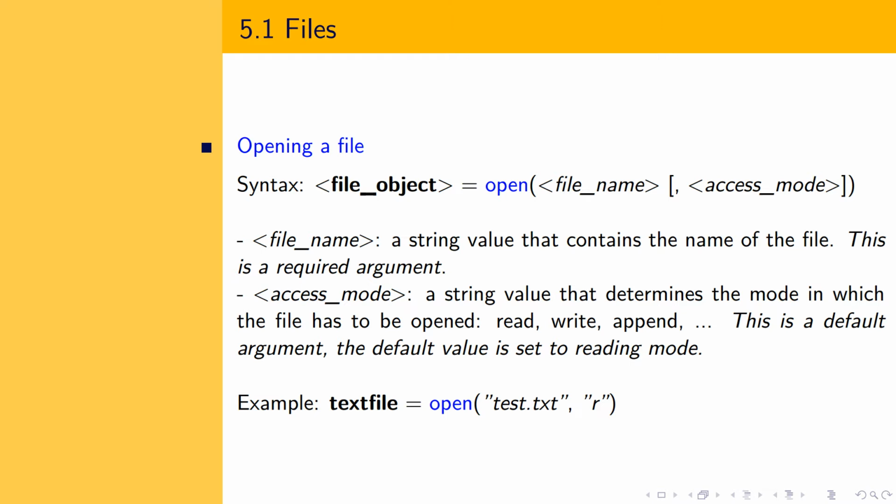File name is a string value that contains the name of the file. This is a required argument. The access mode is a string value that determines the mode in which the file has to be opened, read or write. This is a default argument. The default value is set to reading mode.